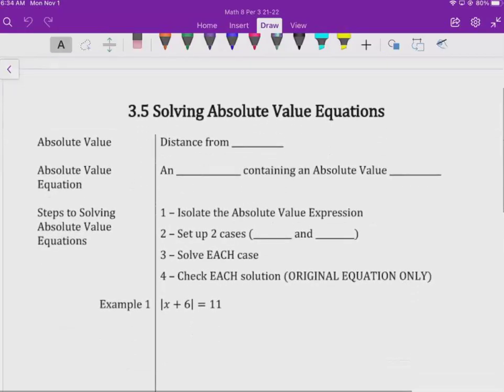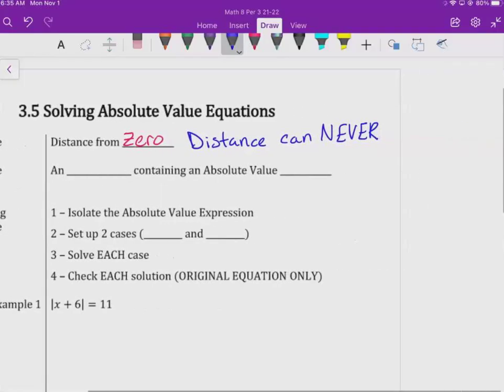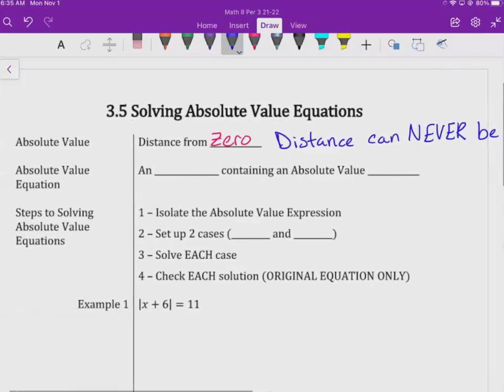Okay, first thing we got to do, what's an absolute value? Absolute value is distance from 0. And the biggest thing to remember here is distance can never be negative. You can't drive a car backwards and call it negative distance. If you can measure it, it's still positive.